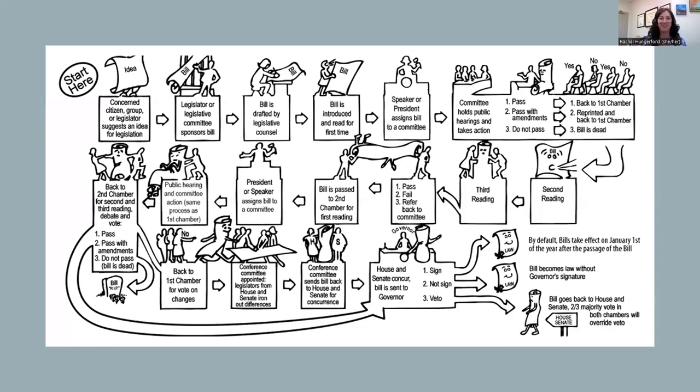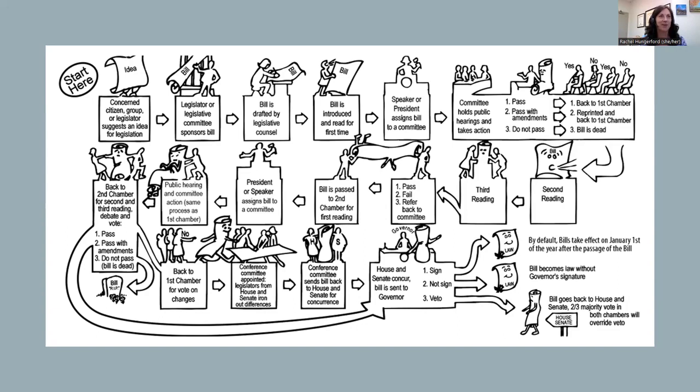I'm not going to go through everything in this little comic strip. This is available on our state legislature's website. I included it, one, because it amuses me, and two, I think it's a good demonstration of how much more complex the process is than maybe your high school civics class made it seem. There are a lot more steps than just a bill is introduced in one chamber, it goes to the other chamber, and then it goes to the governor. There are a lot of intermediate steps.